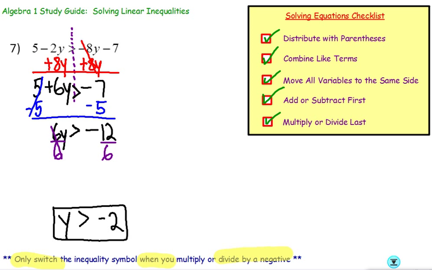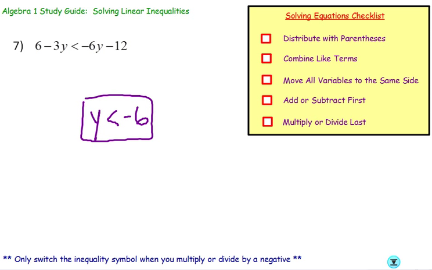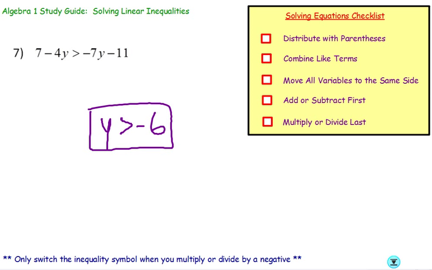Let's check those two, one in the middle and one on the right side. Let's check those two problems. For number 7 in the middle, you should have got y less than negative 6. And for number 7 on the right side, you should have got y greater than negative 6. And again, purely coincidence that the numbers ended up being the same. So again, don't read too much into that.